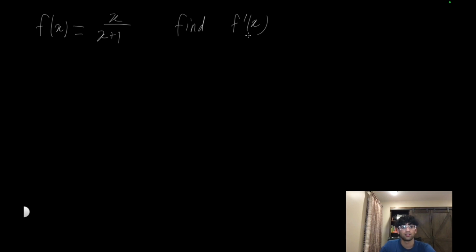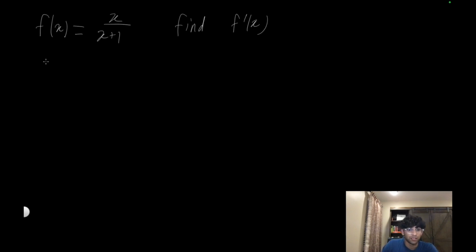All right, let's work through some examples. Let's say we have a function f of x equal to x over x plus 1. I want you to find f prime of x. As I already said earlier, when we're trying to find the derivative of a function that's just a fraction of two different functions, we apply the quotient rule. Because this is a fraction of two functions, let's use the quotient rule.